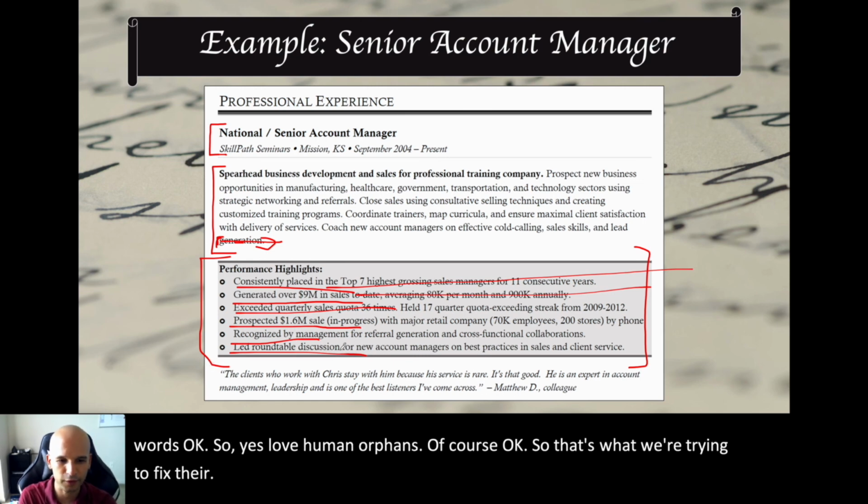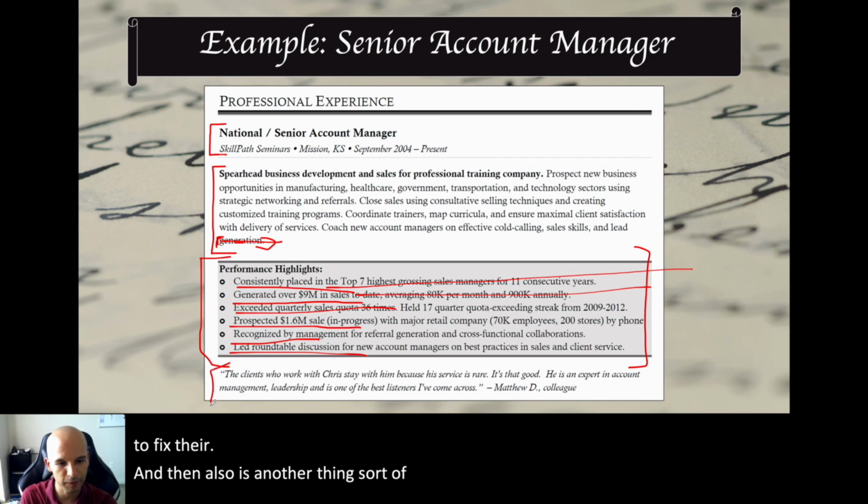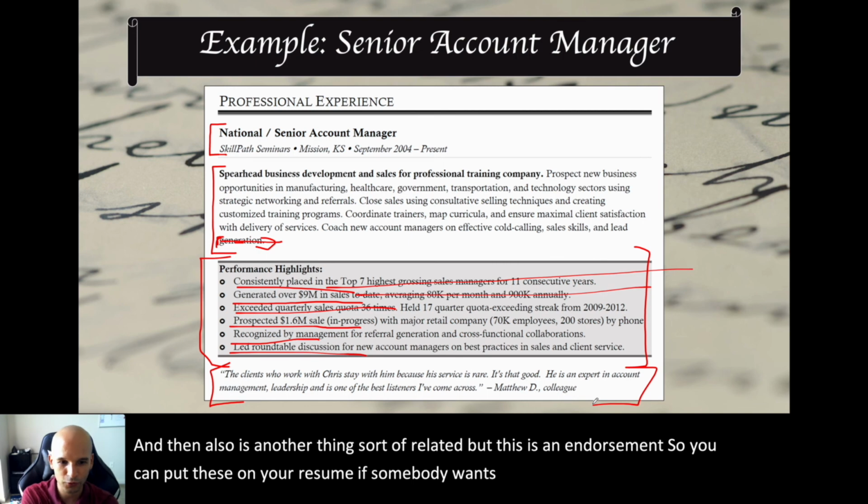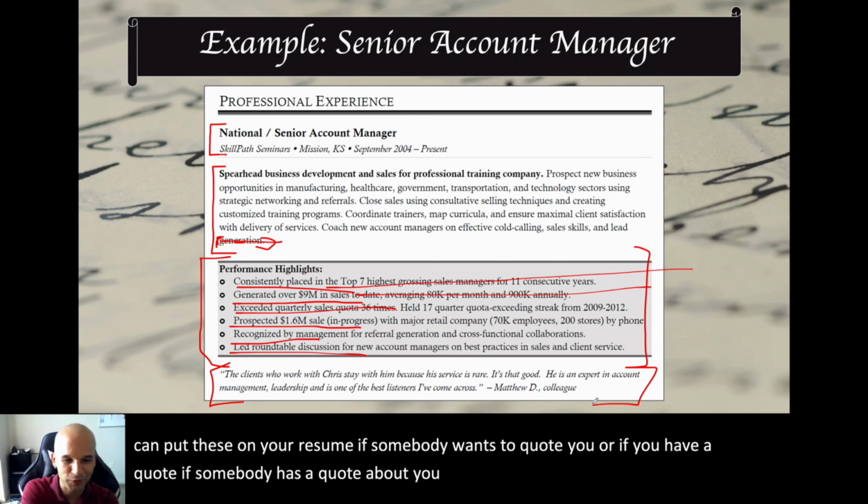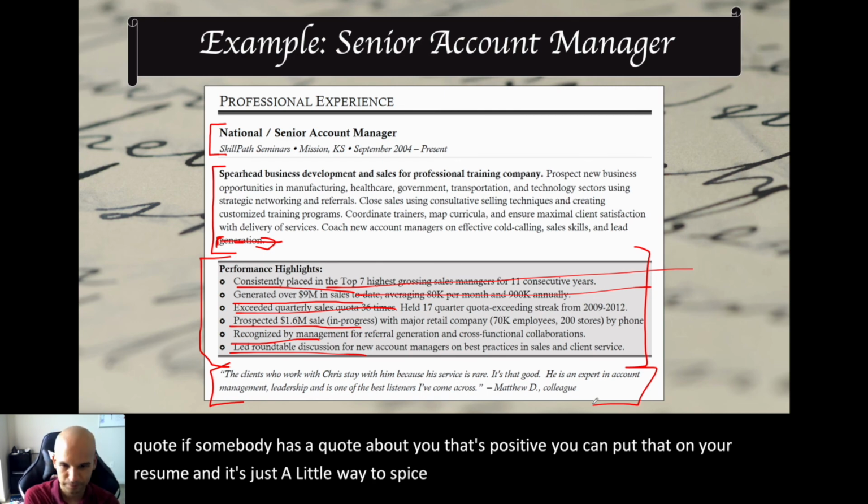And then also, this is another thing sort of related, but this is an endorsement. So you can put these on your resume. If somebody has a quote about you that's positive, you can put that on your resume, and it's just a little way to spice things up, which is good.